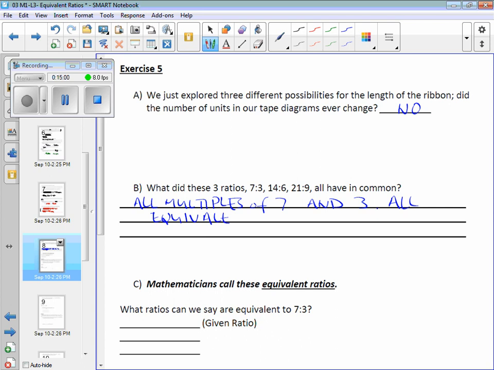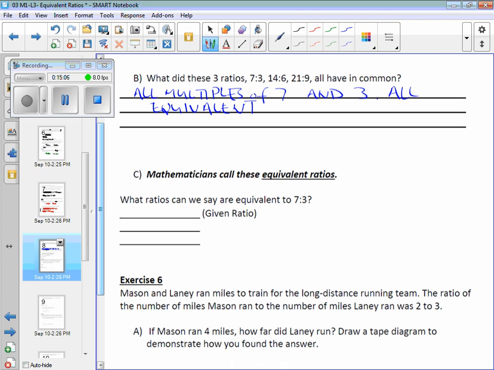You read this okay? These lines are a little tight. And then just to kind of cap this off before I do the bonus question, 7 to 3 was my given ratio. And using the two tape diagrams with a value of 2 and a value of 3, we created two equivalents. You ready for your bonus?